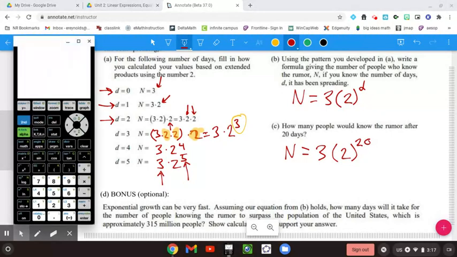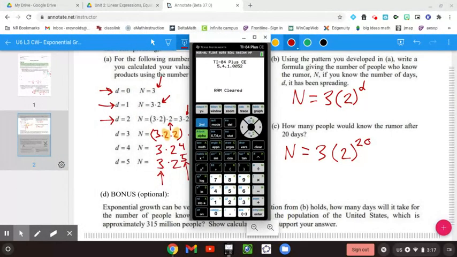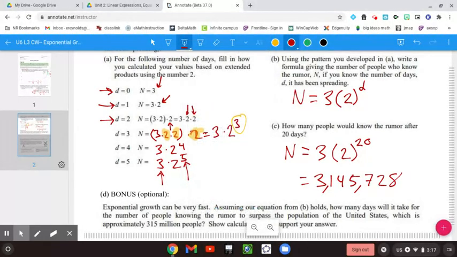So I'm going to take out my handy dandy calculator. And I'm going to type 3 times 2 to the 20th power. That is a lot of people. How do we even read that number? Do we remember? Well, remember, starting from the right, each third number you put a comma. So this is 3 million people, 3,145,728 people know the rumor. So you can see how we started out with 3 people, and after 20 days, that's how many people knew.